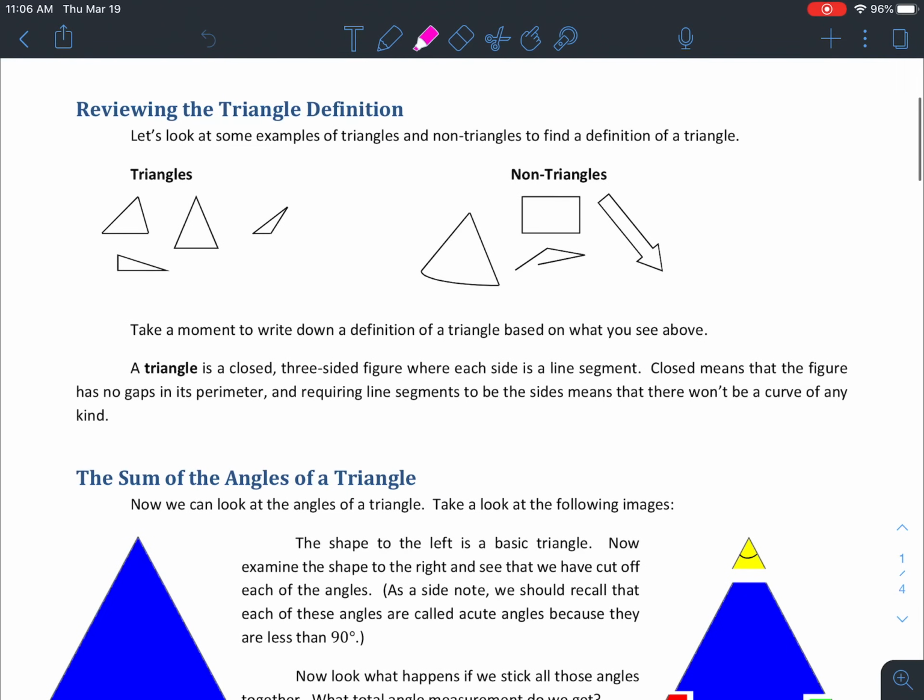First thing, a triangle is a 3-sided figure. So it has to be closed. So while this one's 3-sided, it's not closed, so that doesn't work. We can't have any curves. It should have 3 angles and 3 sides.